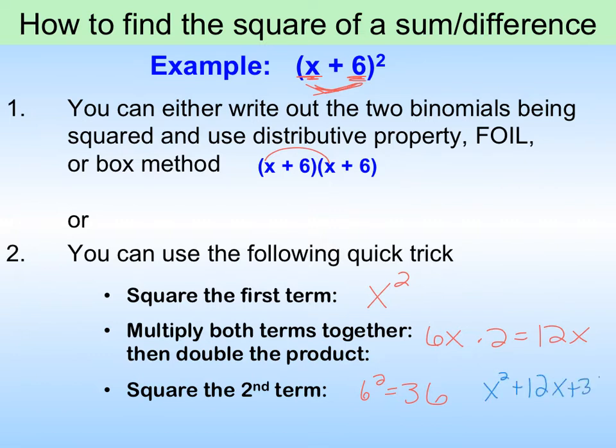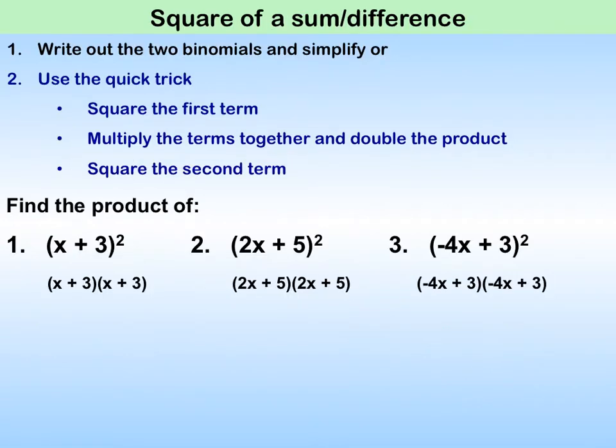And again, you can write it out and just use FOIL or the box method or the distributive property, and you're still going to get that answer. But for any kind of square of sums or differences, this would also work. So we'll take a look at three examples of sums here, and then we'll do squares of differences in a second. So again, you can either write it out, and I already have that shown on here, where I've extended and wrote out each of these to show that it's really two binomials multiplied by itself.